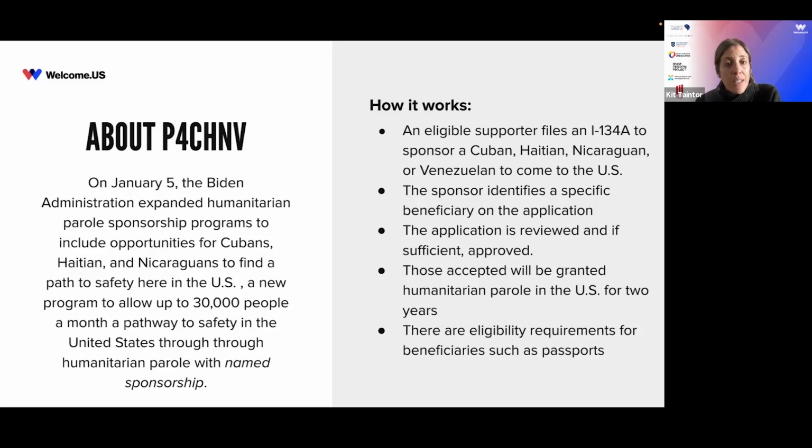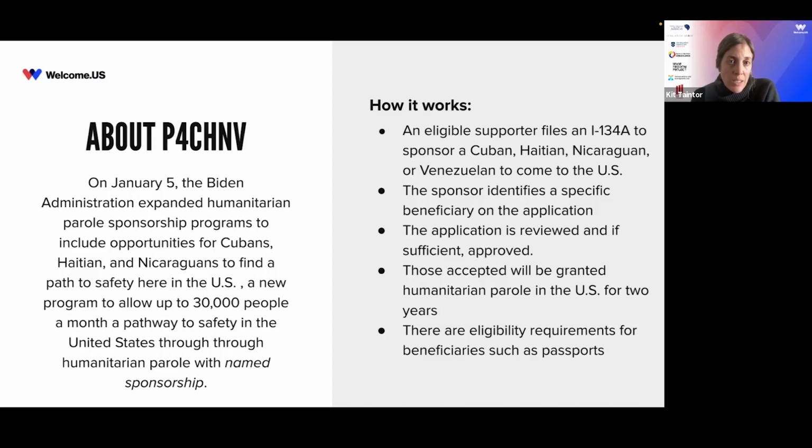Sponsors and beneficiaries together submit an I-134A application to USCIS, or the United States Citizenship and Immigration Service. This application does require personal information of both the sponsor and the beneficiary, and we'll get to that in a few slides. But once approved, the beneficiary receives the authorization to travel to the United States through an airport where they will be granted humanitarian parole. Importantly, this status allows them to stay in the United States for up to 2 years and, really vitally, to apply to work here in the US.